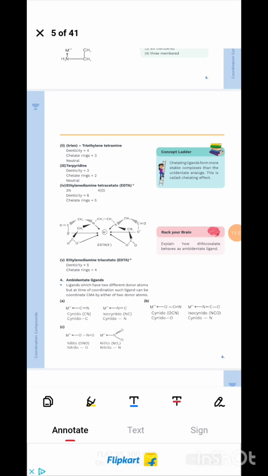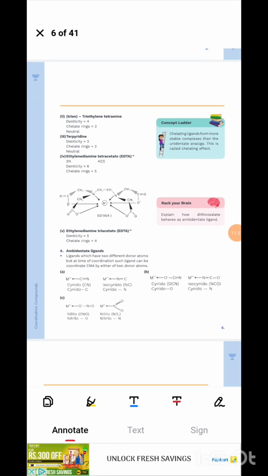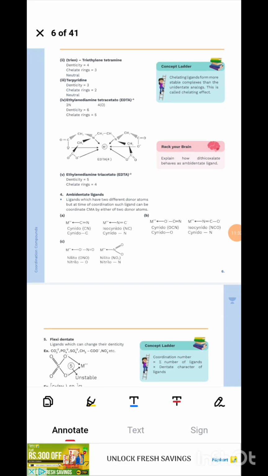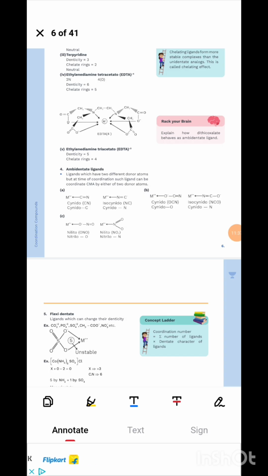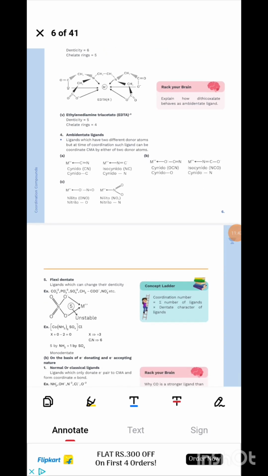Ethylenediaminetetraacetate, EDTA: the denticity is 6, forming 5 chelate rings. Ethylenediaminetriacetate: the denticity is 4, and the chelate rings are 4. Next is the ambidentate ligand. It's a very important part, ambidentate ligands.